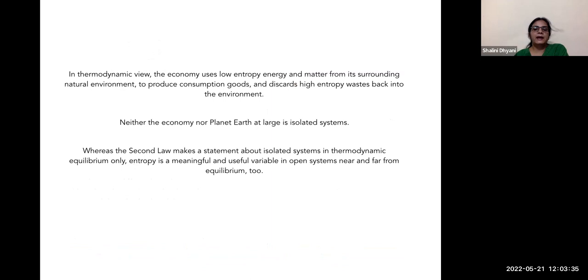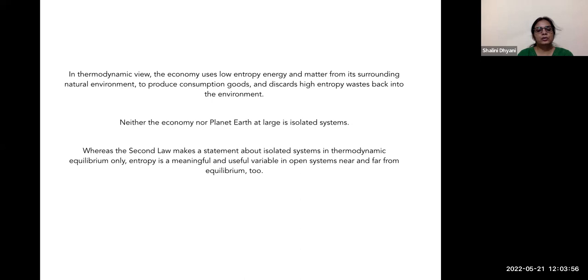And matter from its surrounding natural environment to produce consumption goods and discard high entropy waste back into the environment. And we have discussed quite a lot in previous slides. Neither the economy nor our planet is an isolated system. They are open systems, and we have a good amount of mass and energy exchange.